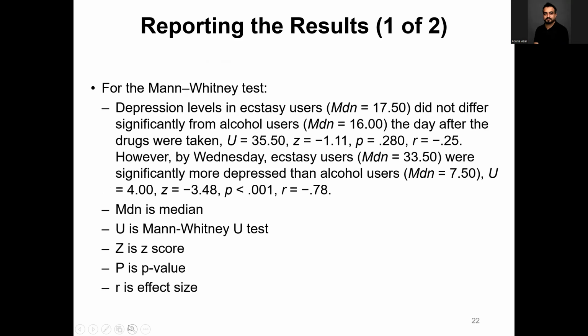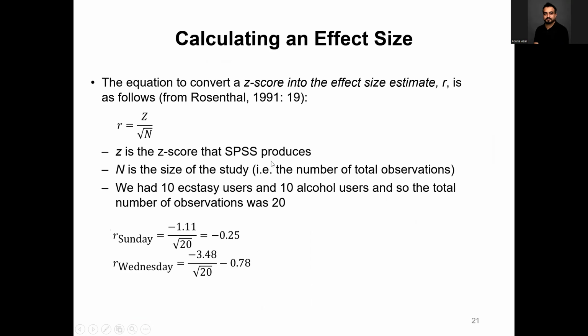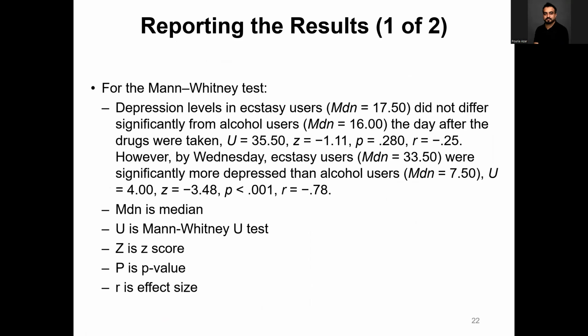And then I have to report the p-value. And I can, or I cannot, provide the effect size. It depends on the paper and on the researcher. The effect size is r, and we calculate it by dividing the z-score by the square root of the total sample size. So Mdn is median, U is the Mann-Whitney U test, z is the z-score, p is the p-value, and r is the effect size. This is how I would report the result.